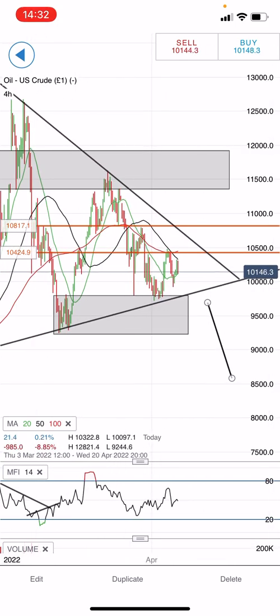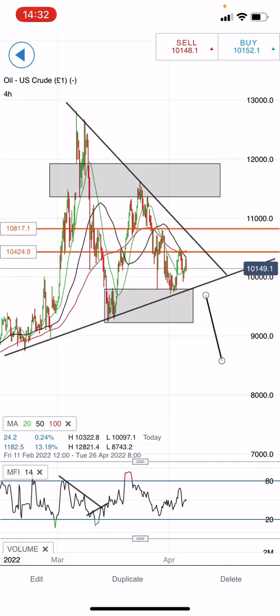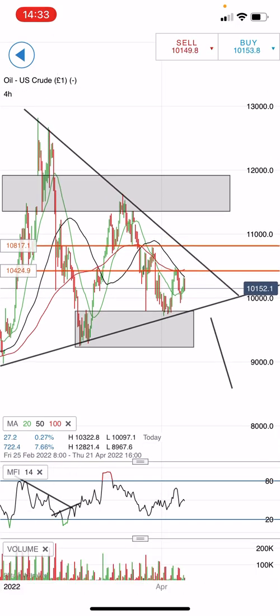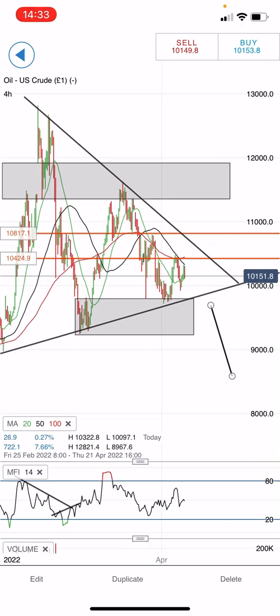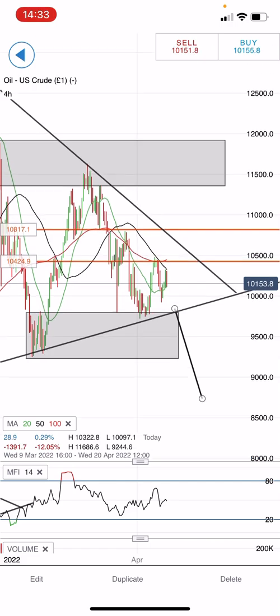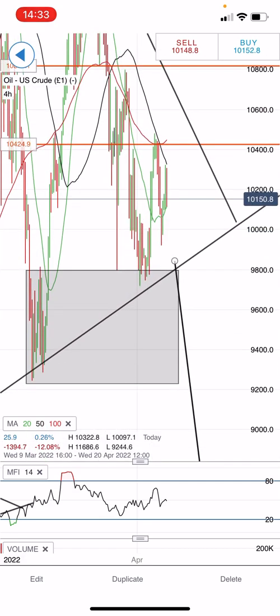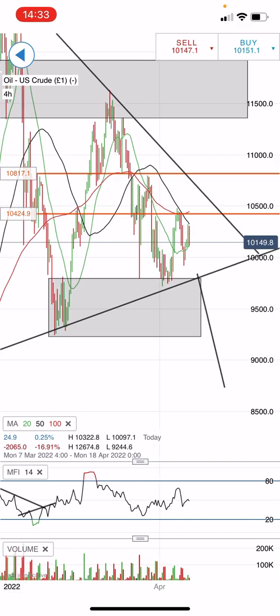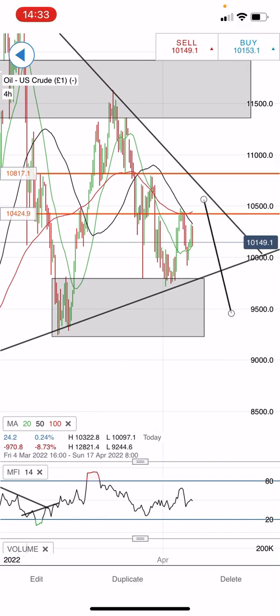Which kind of means I don't really want to be trading. It depends what type of trader you are, really. If you're playing the lines, then it would be good to place a trade at around this level, which is around 9,800. Play for the long up until 10,500, 10,400, and play the range until it plays out.